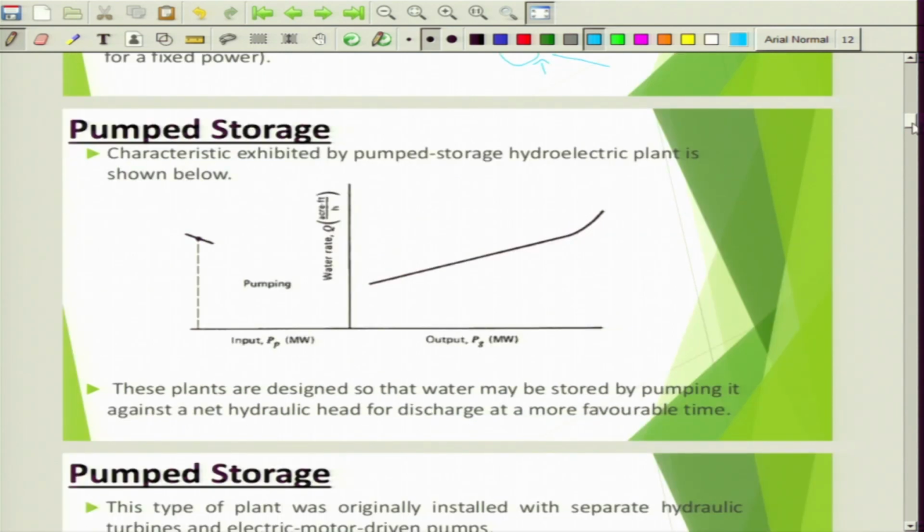So let us discuss a little bit about pump storage now. The characteristic exhibited by a pump storage hydroelectric plant is shown below. Now it is pumping here as shown, and this is what we saw for a typical hydroelectric power plant. These plants are designed so that water may be stored by pumping it against a net hydraulic head for discharge at a more favorable time. The objective is to pump the water from a lower reservoir to a higher reservoir, or upper reservoir, at a time when the load is low or the cost of operation is low. Power is then drawn from the hydroelectric plant by releasing water from the upper reservoir to the lower reservoir when the cost of electricity is high or the demand is high. So this overall round trip operation is what we call a pump storage hydroelectric power plant.